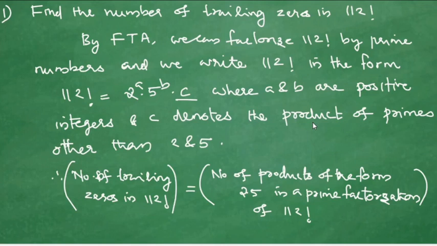Okay, so the number of trailing zeros in 112 factorial is equal to the number of products of the form 2 into 5 in the prime factorization of 112 factorial. And we know one more thing: 112 factorial contains all the products of the integers from 1 to 112.